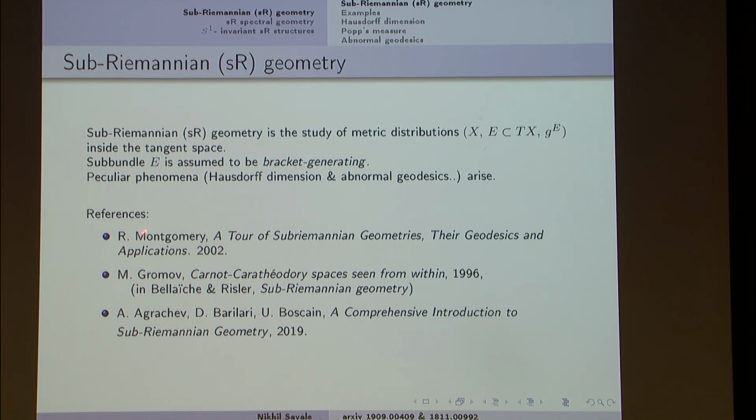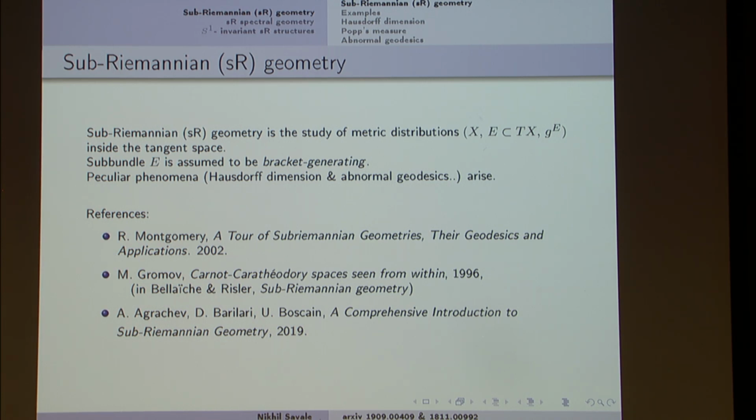Maybe the first book on the subject was one by Richard Montgomery. This is a nice book. There's an article of Gromov. This is not really a book, but it's very big, almost like a book. And then there's also a new book by Agrachev, Barilari, and Boscain, just out this year. It's also something I would recommend.